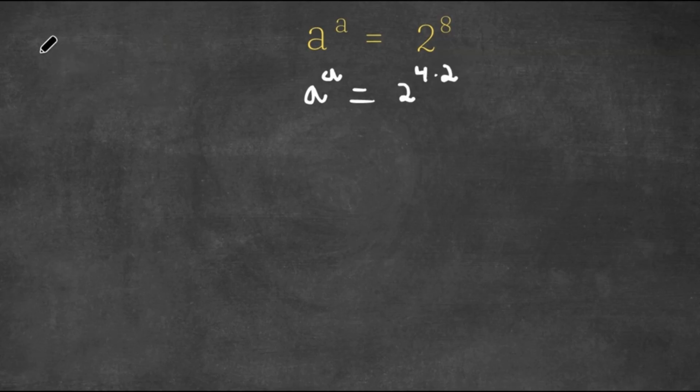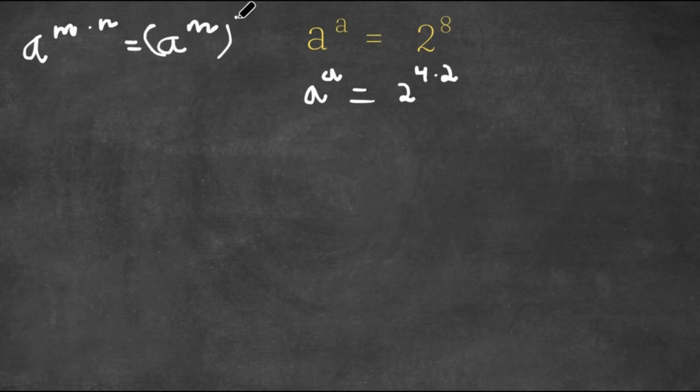And now, if we have something in the form a to the power of m times n, we could write this as a to the power of m to the power of n, or we could also write this as a to the power of n to the power of m. It doesn't matter the order because they're both being multiplied, and multiplication order doesn't matter.